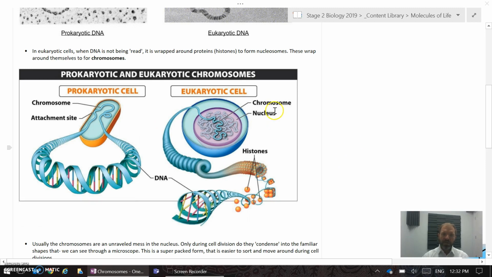Now, note here that this view of what a chromosome looks like is probably different to what you're used to, and I'm going to talk about that a little bit further down. But basically, the chromosomes here, linear ones, if you're human, you're going to have 46 of these. They're just in a bit of a mess in the nucleus, and they need to be unraveled like this so that enzymes and other things can access that DNA.